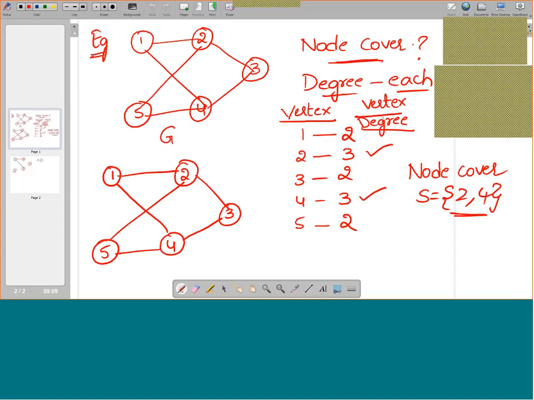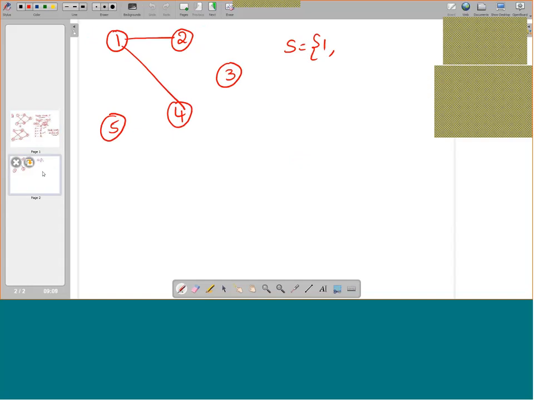What is the next one? So I am considering 3. If we take 3, what is the degree? 2. So that means 3 to 2, 3 to 4 we can draw.